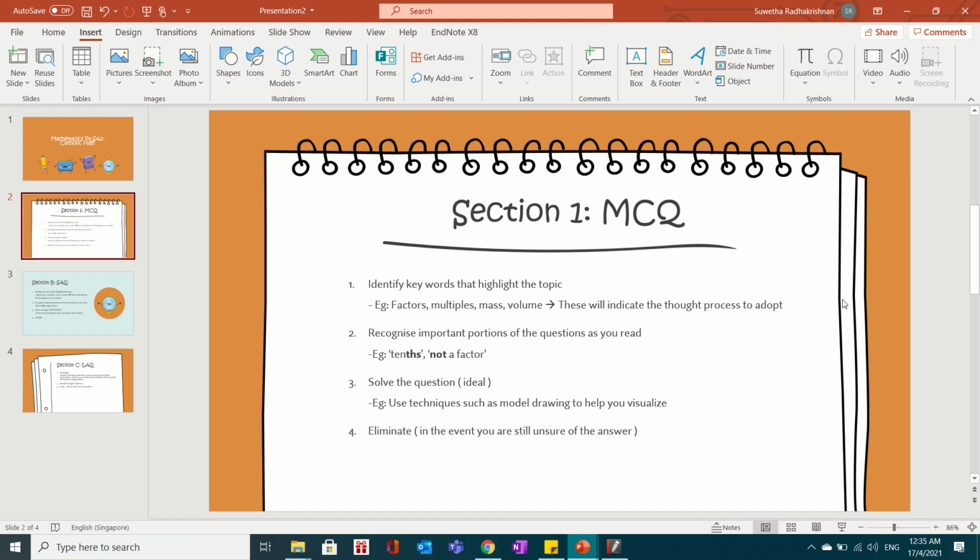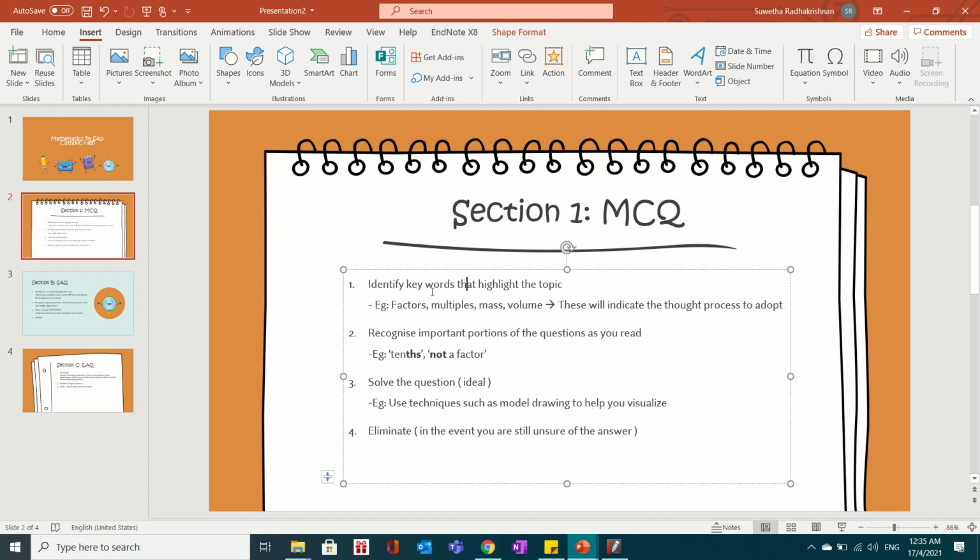So the generic tips that I would say would firstly be to identify the main keywords that are held in the specific question. So for example, if we can identify words such as factors, multiples, mass and volume, these are all important keywords that relate back to a specific topic within your syllabus. And these will then eventually give you a good idea or a thought process that you should be adopting. And I will go through examples for these tips that I'm giving over here.